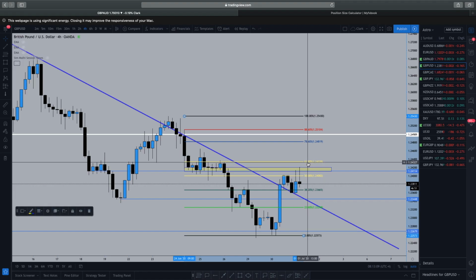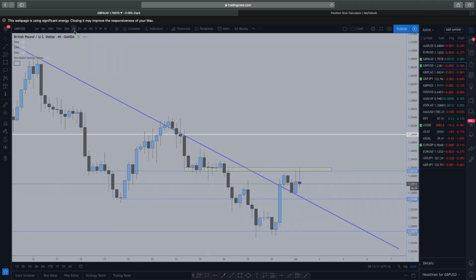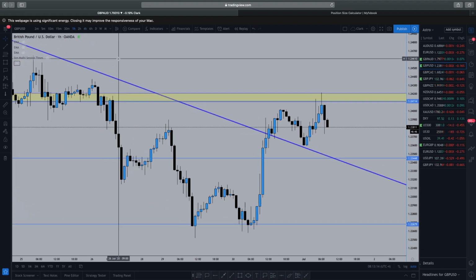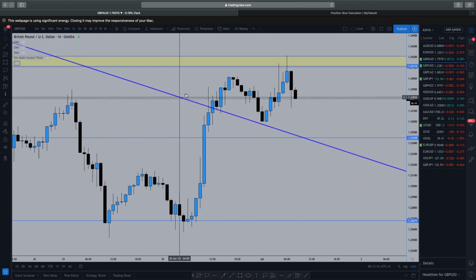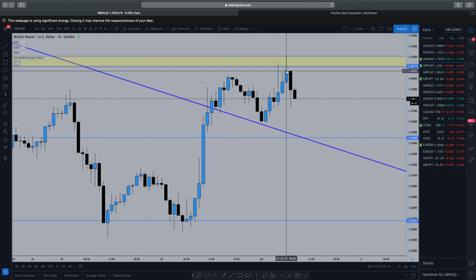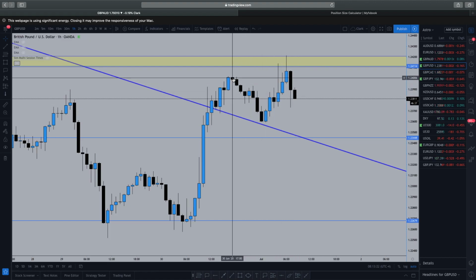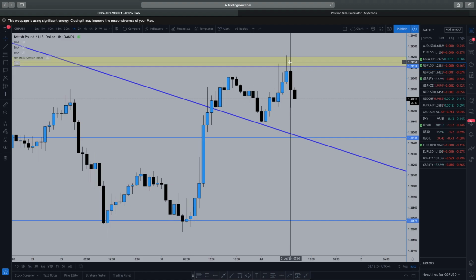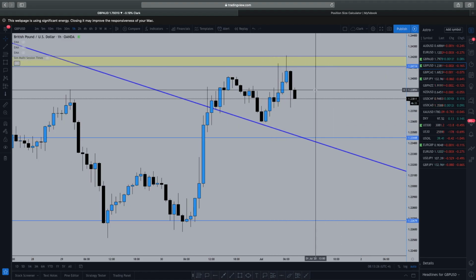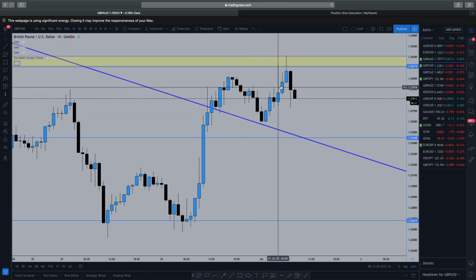So let's just take a look at how we would get in this trade. Let's go to the 1-hour. We're not going to enter off the 4-hour. We're going to go to the 1-hour. So as you can see, we've tapped in once, tapped in twice. Now what I'm looking for, because we've made higher highs, I'm looking for a lower high. So we've had the nice impulse. We're having another nice impulse.